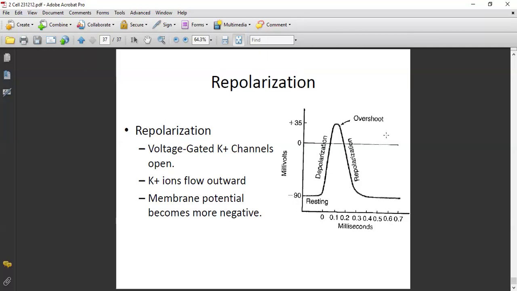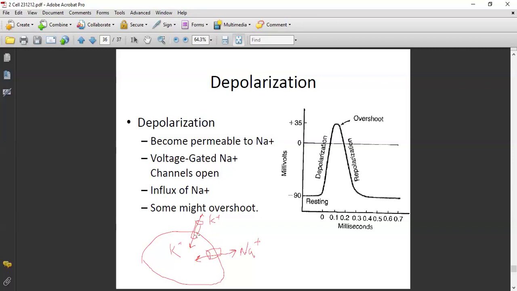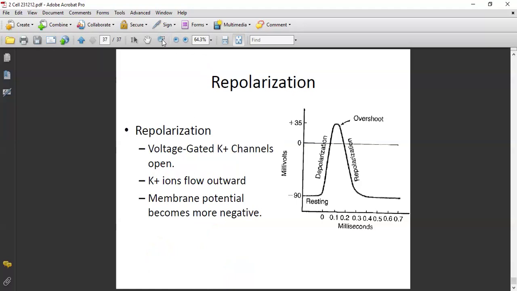When they move out, it will make the intracellular side negative, like here. So it will move out, it will make the inside less positive. It will be negative, right? So this is a repolarization. Why do we call it repolarization? Because you make it polarized again, like before. So that's a repolarization. So this is the action potential.